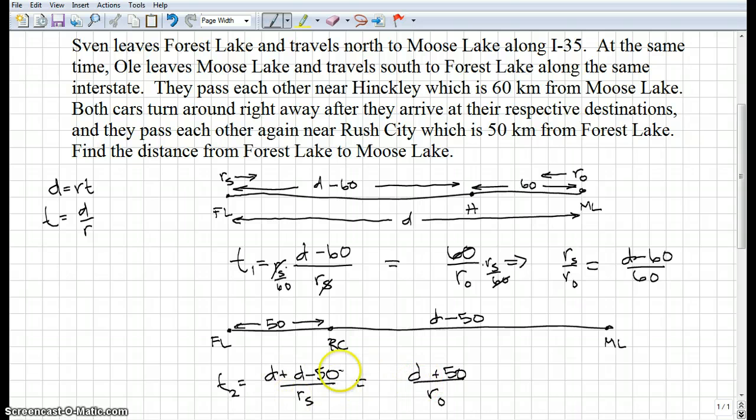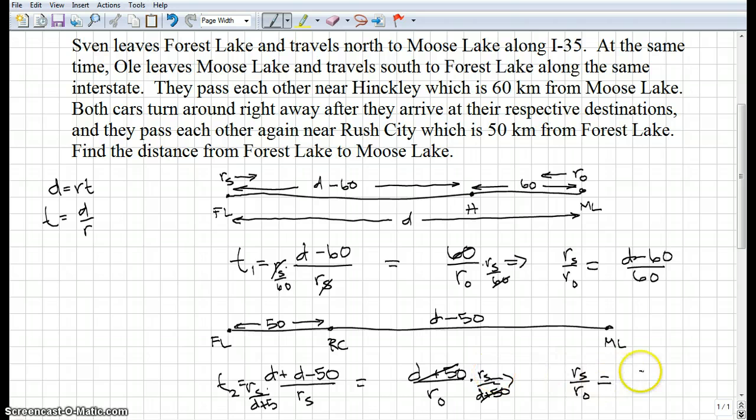And now I've got another similar expression to what I had up here. So I'm actually going to isolate the rates over on one side, okay? And I can do that if I multiply both sides by Sven's rate, okay? And let's also divide everything by D plus 50. Alright, that way I get RS over RO is equal to, see now these cancel out, so that's how I got the RS and RO. That comes from this side.